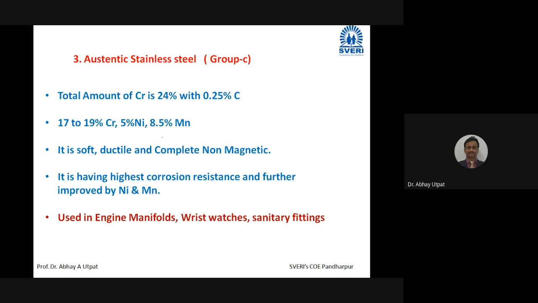Many times the tap may be made up of stainless steel, which will definitely be costlier. That's why people make it from brass and give it a coating of steel. So these are the three types of stainless steel: martensitic stainless steel, ferritic stainless steel, and austenitic stainless steel.